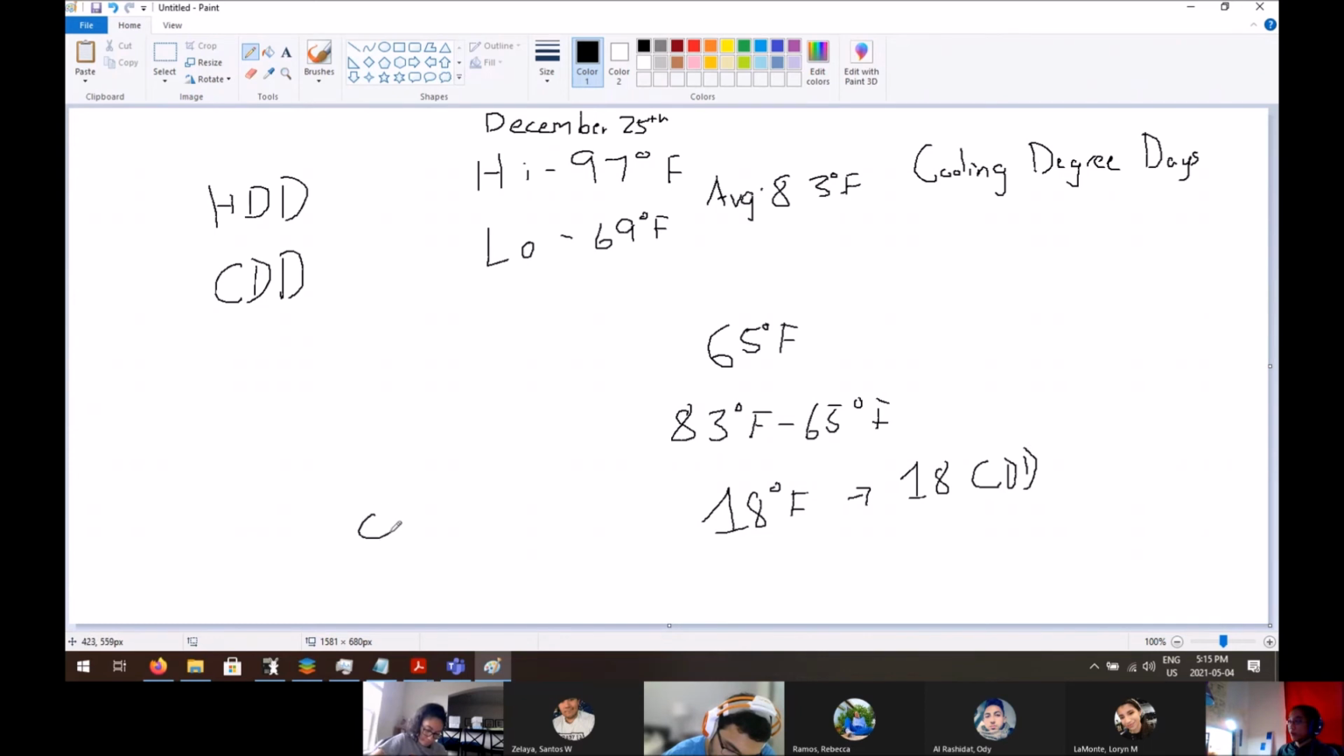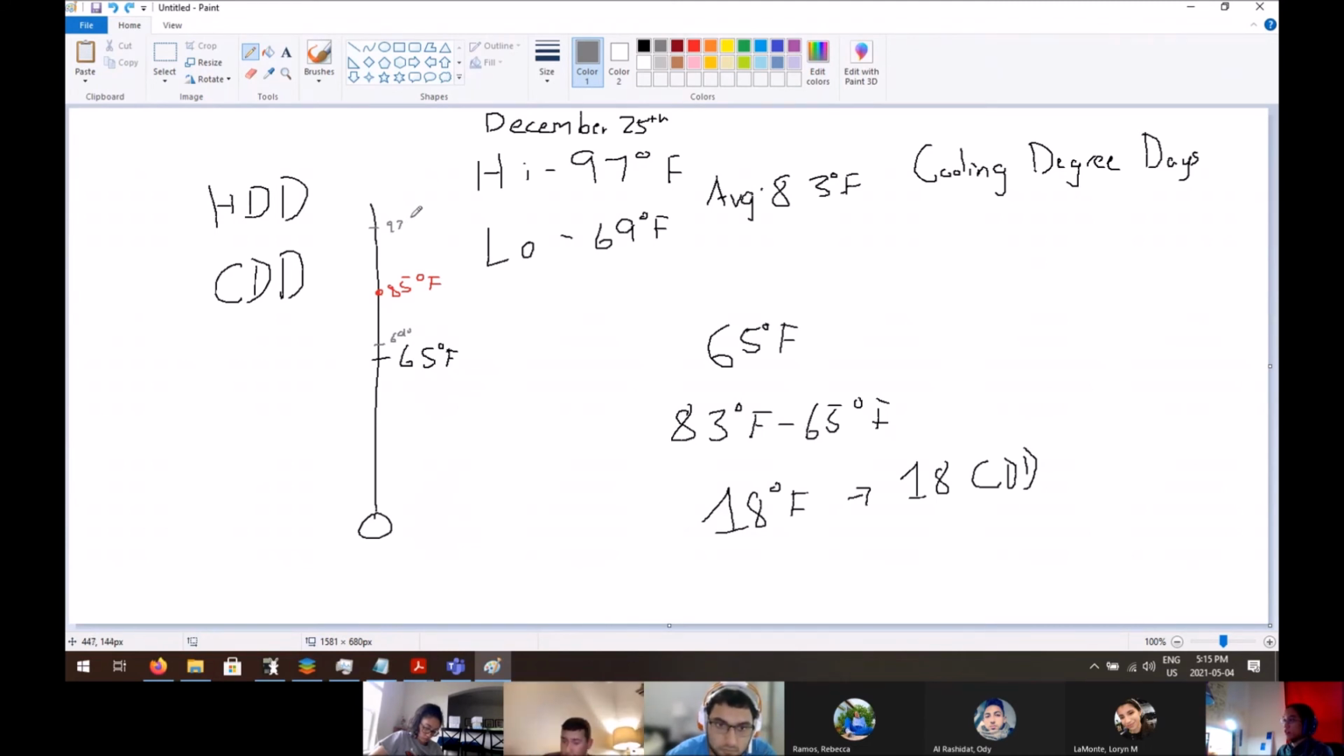Let's draw a thermometer real quick. So you have this 65, which is the standard temperature that you're comparing your temperatures to, right? We have this, but the average is 85 degrees Fahrenheit right up here. And this is going to be a range between 97 and 69 degrees Fahrenheit, right?